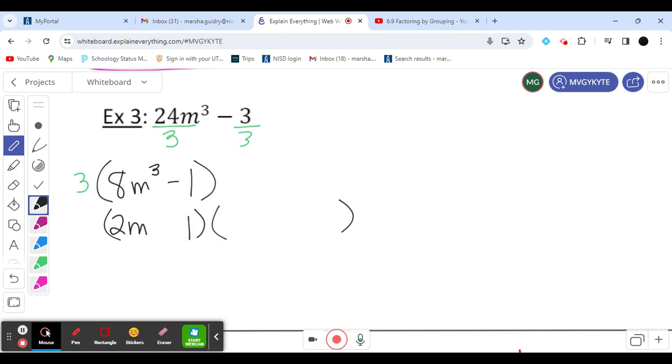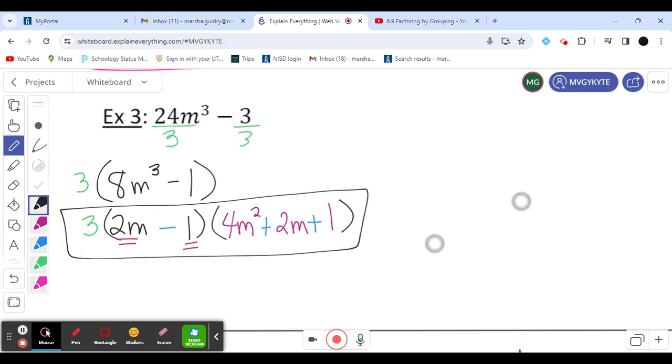So let's determine the rest of our values. 2m times 2m is 4m squared. 1 times 1 is just 1. And when we multiply together 2m times 1, we get 2m. So now let's determine our signs. SOAP, same, opposite, always positive. The first sign comes from our original problem, same, minus, opposite, plus, always positive. And don't forget to bring down your GCF. And there we go.